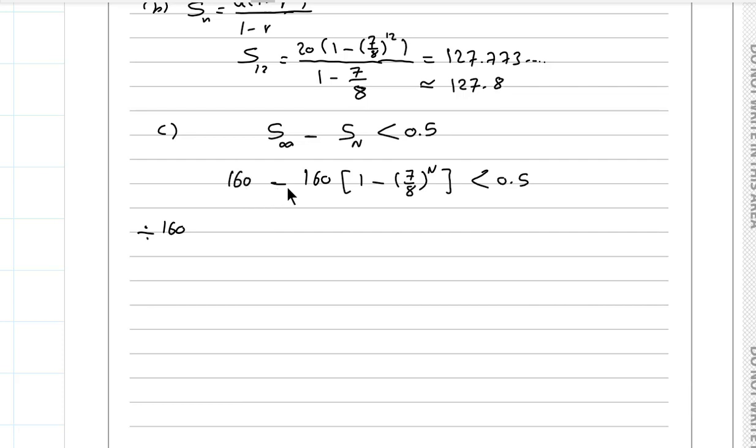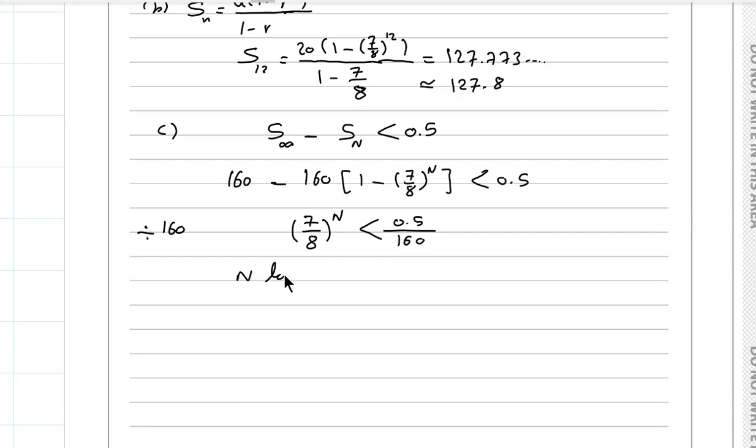It will be 1 minus bracket 1 minus 7 over 8, all to the power n, less than half over 160. Expanding the bracket, negative 1 negative negative plus, so the 1 will cancel negative 1. Finally we'll have 7 over 8 all to the power of n less than half divided by 160, right? So we can take a look at both sides.